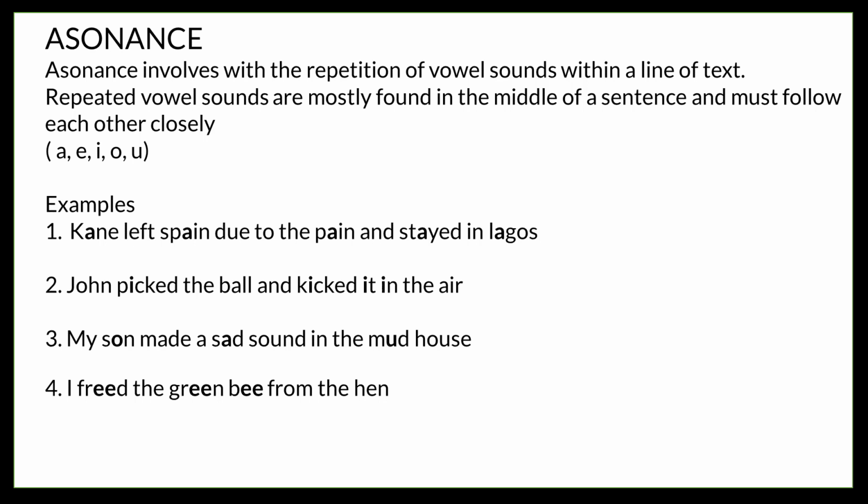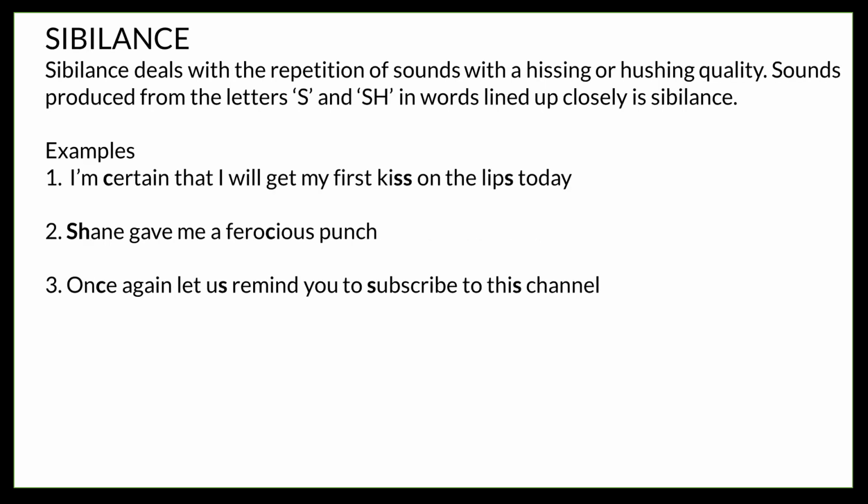Now, let's take a look at sibilance. Sibilance is another sound device that deals with the repetitions of sounds that have harshing or hissing quality. Unlike the other sound devices that utilize many alphabets in producing sounds, sibilance deals with the repetition of only S and SH sounds, that is, the hiss and the hush of sounds.